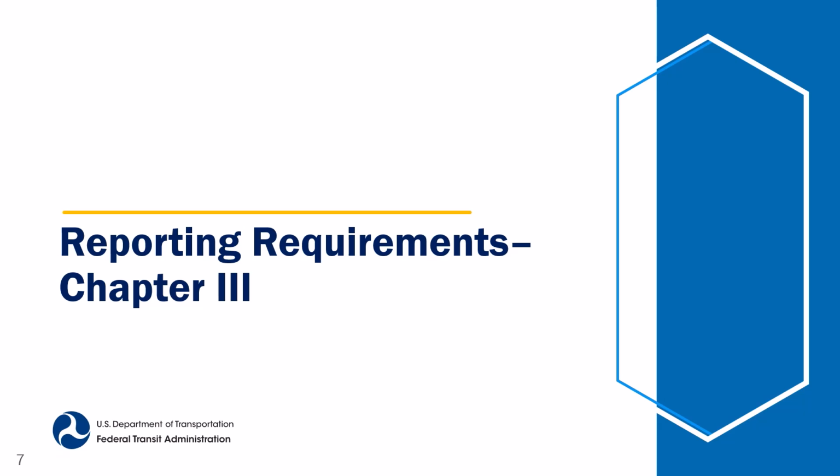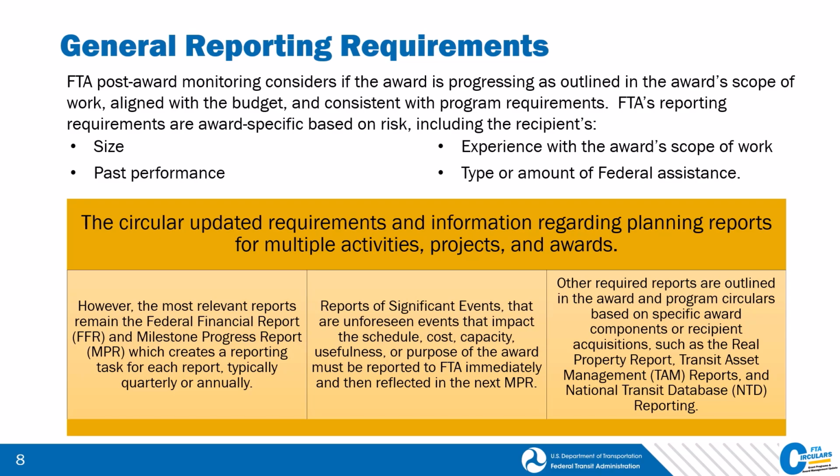Let's start off by reviewing the reporting requirements included in Chapter 3 of Circular 5010. Since the bulk of the awards activities take place post-award, FTA, like all federal agencies, monitors recipient progress. FTA utilizes a risk-based approach to reporting dependent upon the recipient's size, past performance, experience, and the amount of federal assistance.